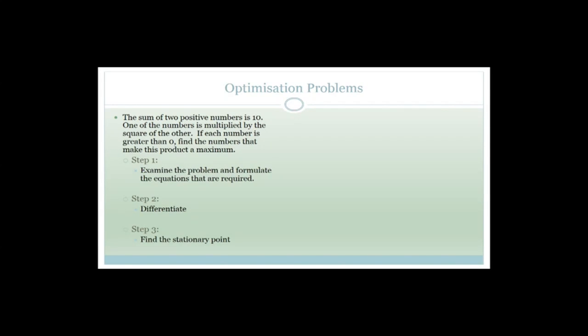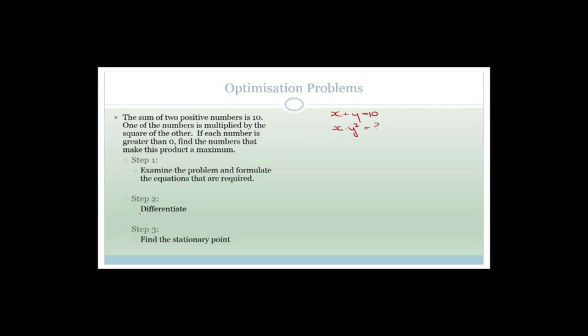Okay, now the most important thing is don't use different variables. You cannot write, oh, well, the sum of two positive numbers is x plus y equals 10. This is not going to help us because we cannot use two variables in the sum, okay? Because then it says one of the numbers is multiplied by the square of the other. That would be x times y squared or the other way around. That doesn't help us at all.